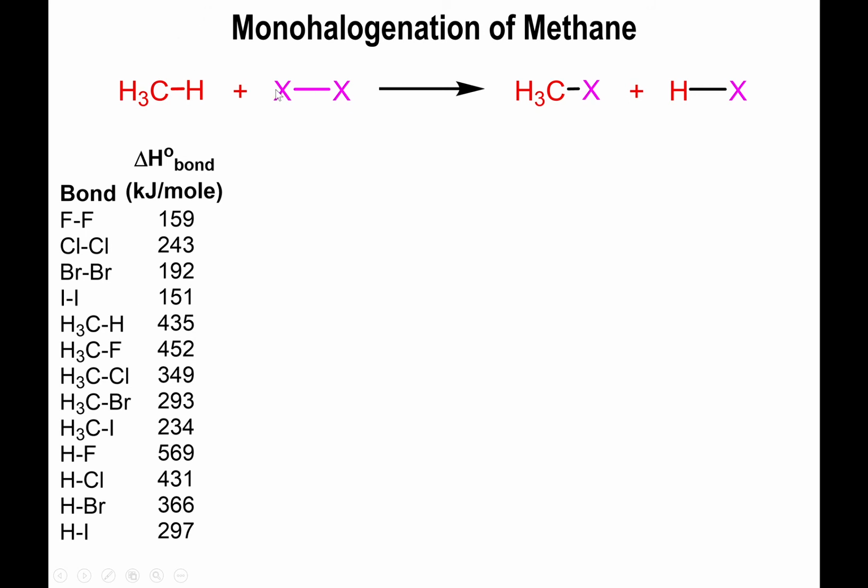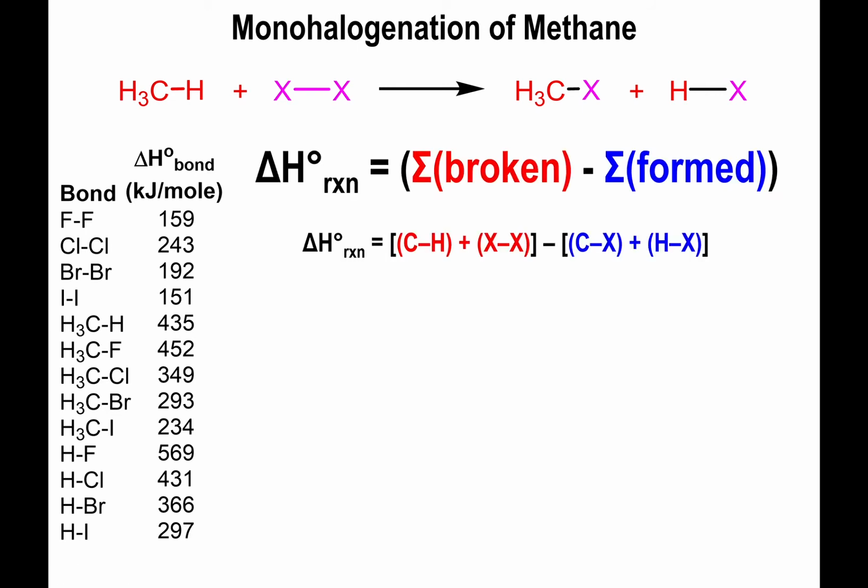So the reactants are still the bonds to be broken, and the products are still the bonds to be formed. As far as bonds to be broken, the C-H bond will be broken and the X-X bond will also be broken. That is part of the first set of brackets. And the bonds that are forming are the carbon-X bond and the H-X bond, which are the products. We're going to subtract the bonds of the products from the bonds of the reactants: bonds broken minus bonds formed.